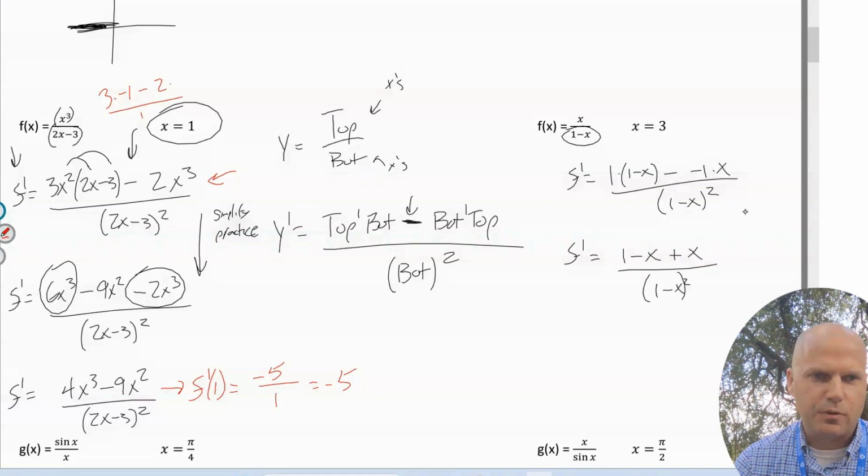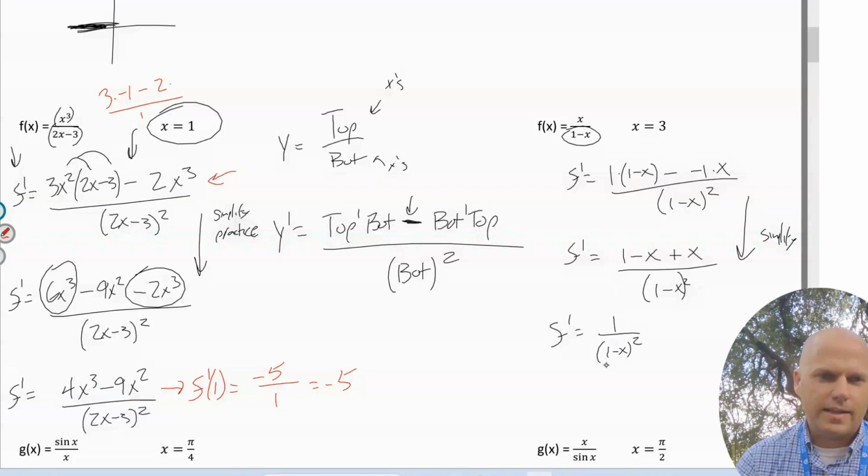Again, I am simplifying. And I get that after simplifying. But if I plugged in 3 here and plugged in 3 here, I'm going to get the same answer. Plugging in 3, 1 minus 3 is -2, squared is 4, so I get a slope of 1/4.